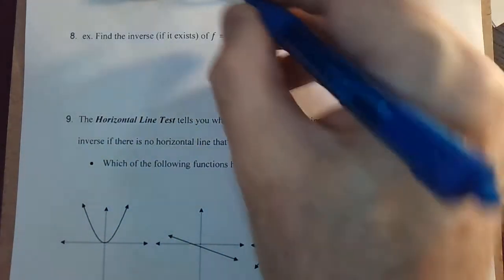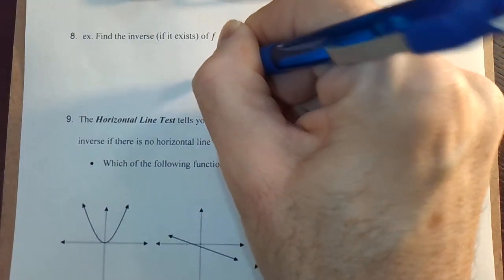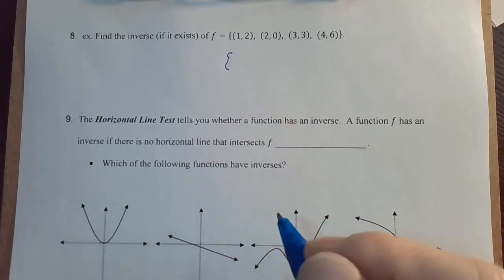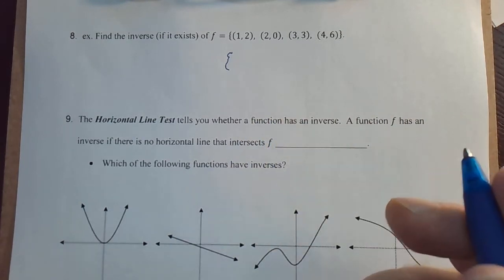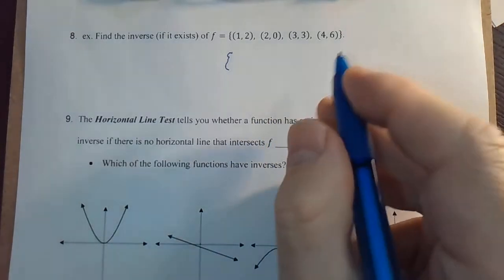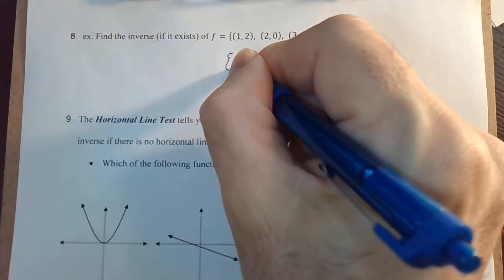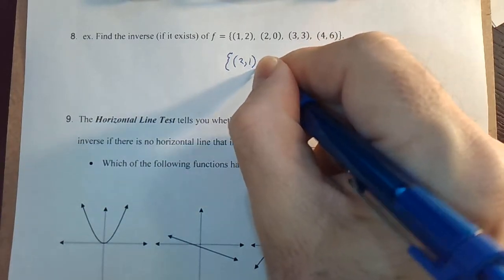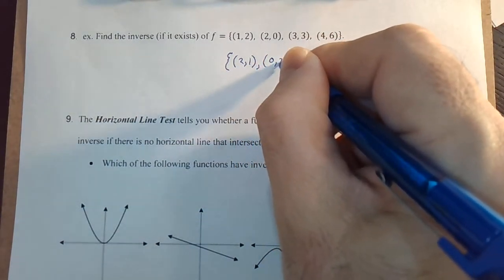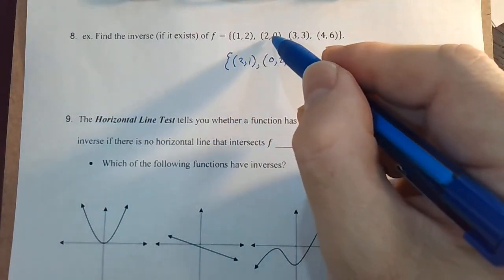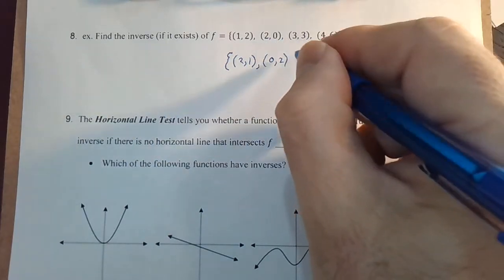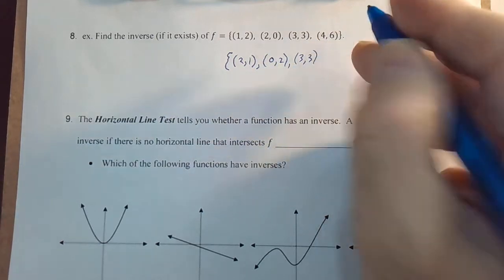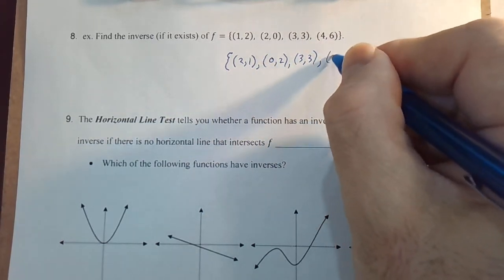Well, the inverse would be this. Remember that step when you find an inverse, you replace x with y? Well, this is similar to that situation. All you need to do is reverse x and y. So (1, 2) became (2, 1). (2, 0) became (0, 2). (3, 3), this is interesting, that stays the same. And then (4, 6) becomes (6, 4).